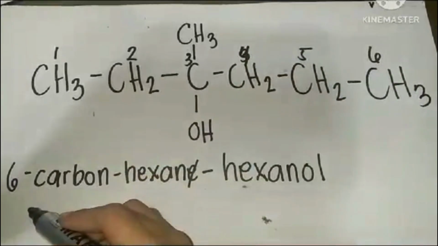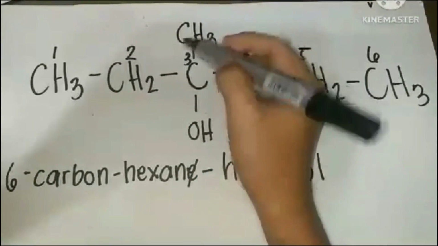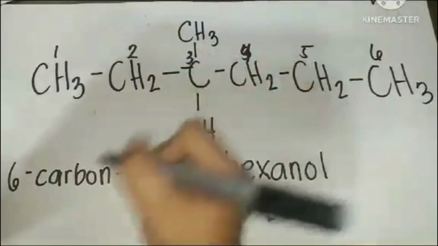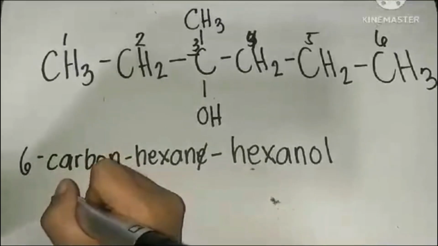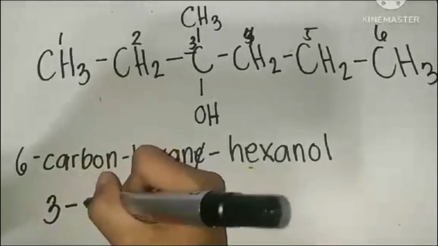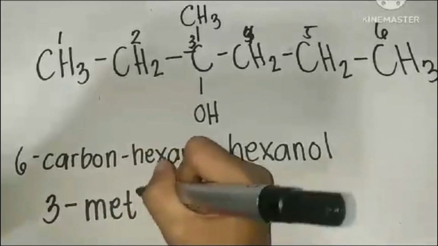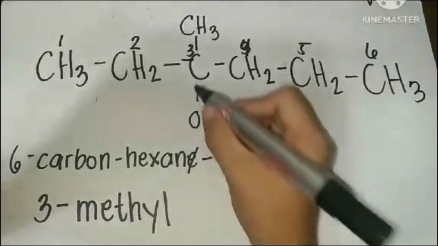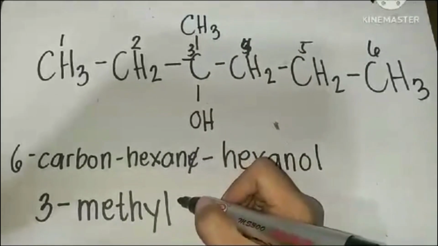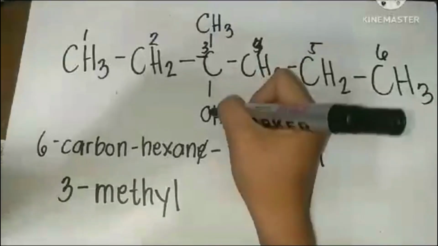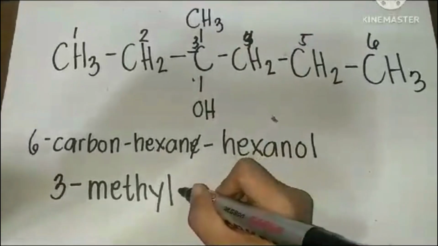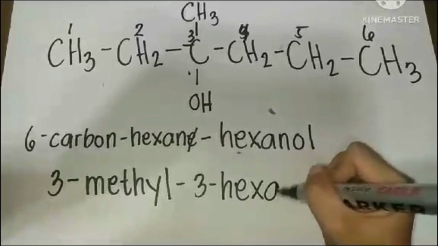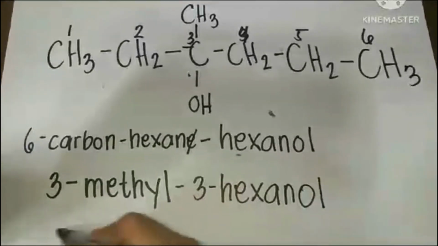Next step is to name and locate any other substituent present. So we have methyl at carbon 3, 1, 2, 3, so 3 methyl. The location of the hydroxyl group is also carbon 3, so we must put 3 hexanol. So all in all we have 3-methyl-3-hexanol.